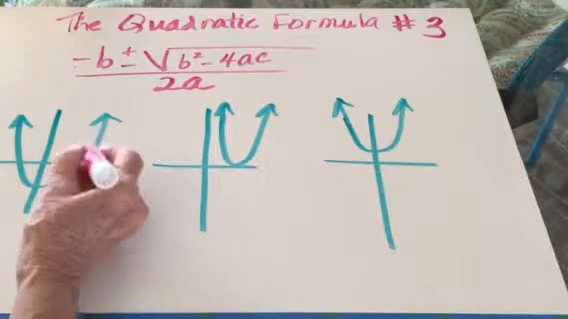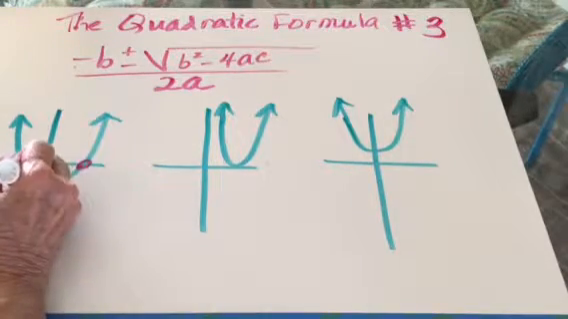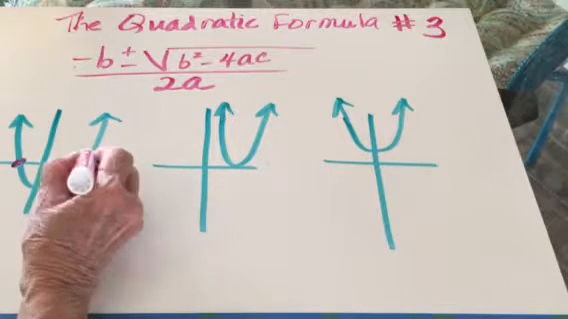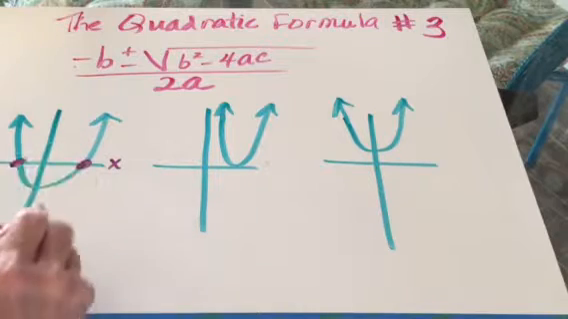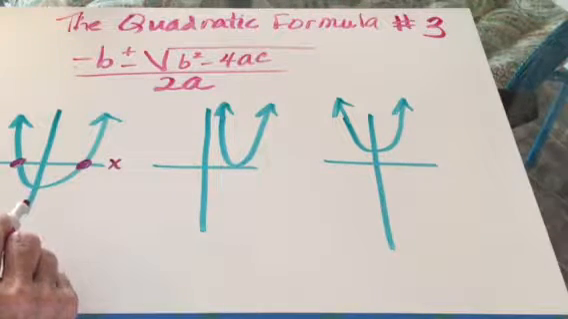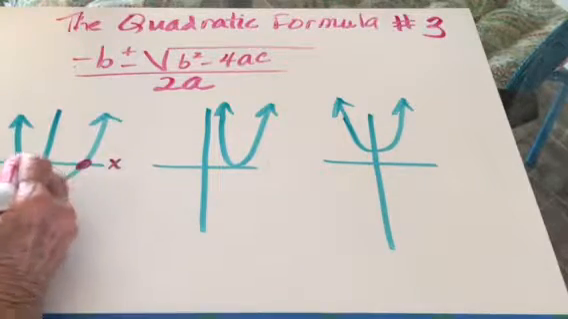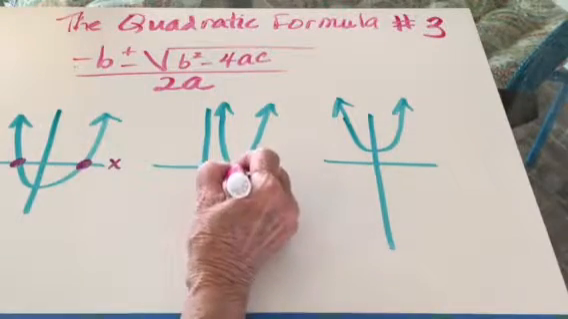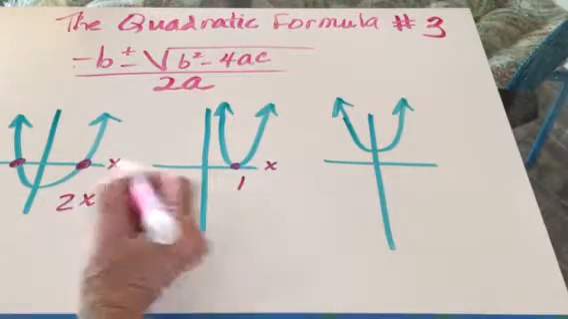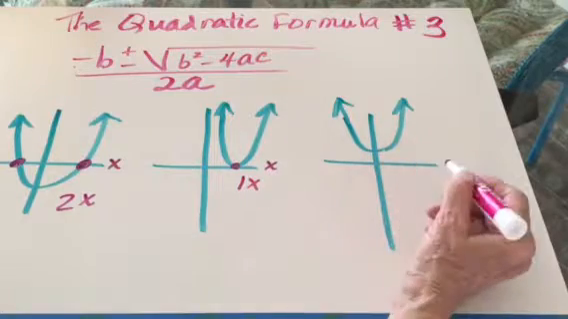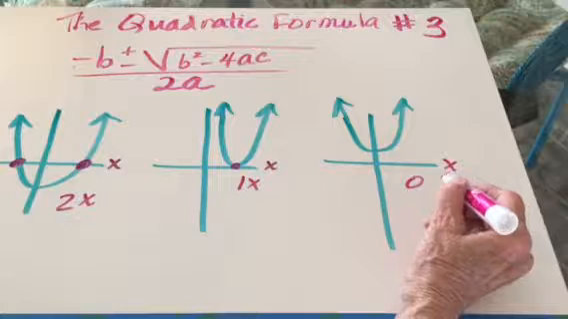pictures. Either the quadratic can go through and have two x-axis answers. Remember, wherever the graph goes through the x-axis, that's the number of answers that there are to the problem. So here you'll see it goes through twice. Here it only goes through one time. This is 2 times, this is 1 time. Here it goes through 0 times. It doesn't go through the x-axis at all.